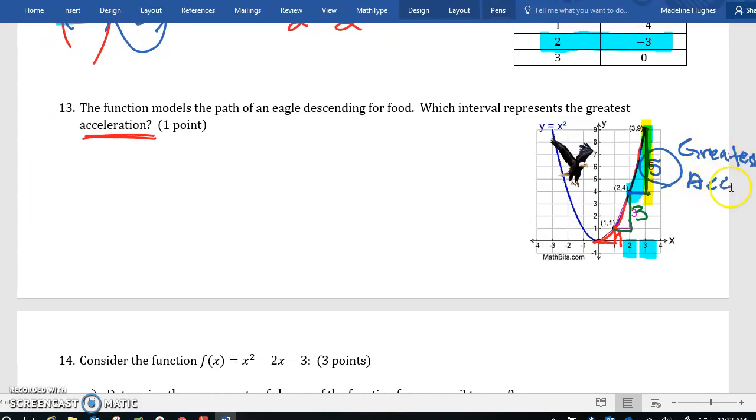Greatest acceleration, I'm going to abbreviate that, happens between 2 and 3. So we can just say that between 2 and 3.